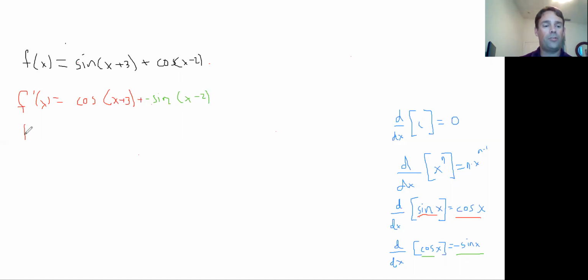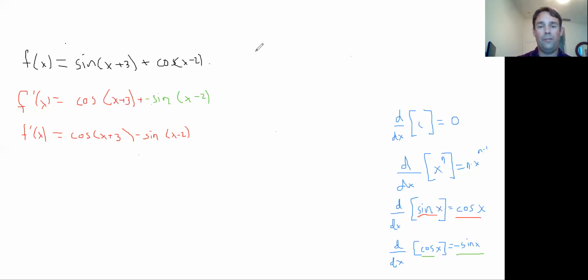So f prime of x equals cosine of x plus 3 minus sine of x minus 2. And there you go. So even trig isn't bad. Even trig is not bad. Well, friends, let's go one step further, shall we?